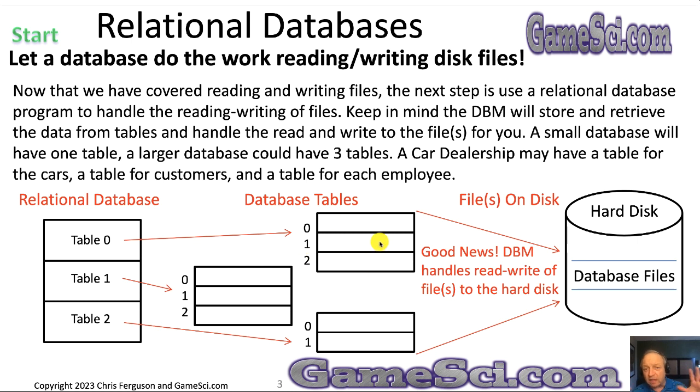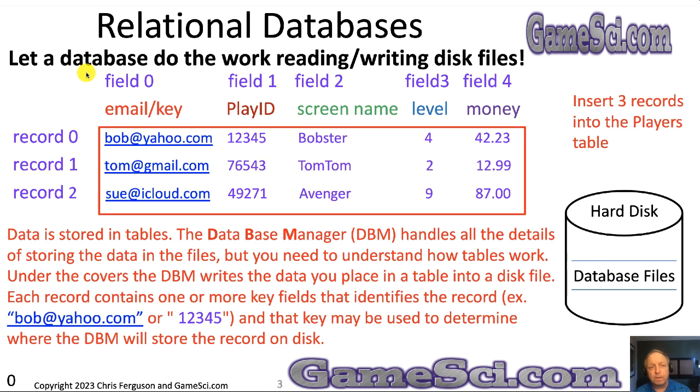Those tables have that logical view that I've been showing you, row and column format. And the good news is it's the DBM's job to handle the read and write of those tables to files on the hard disk. It greatly simplifies our coding if we let the database manager write the files to disk rather than us writing our own files to disk. To use a relational database, first we create a table. We could use an online tool to do that, or we could write a small program to set up our table. We got to decide on our fields, and once we have that, we can create our table.